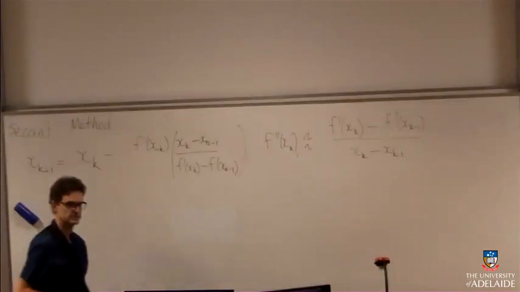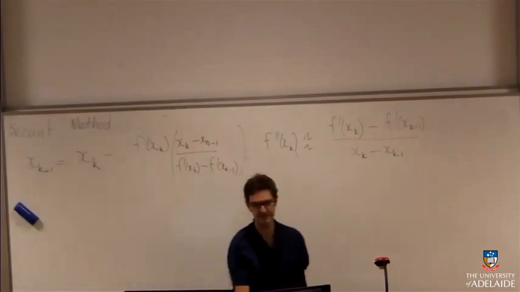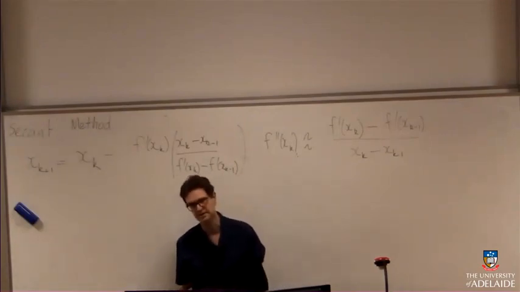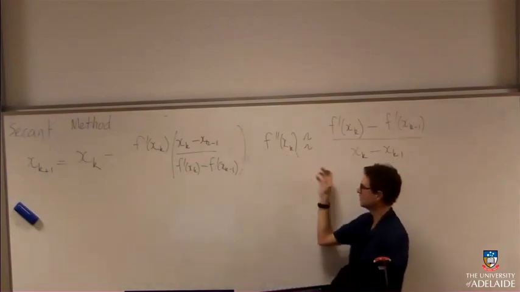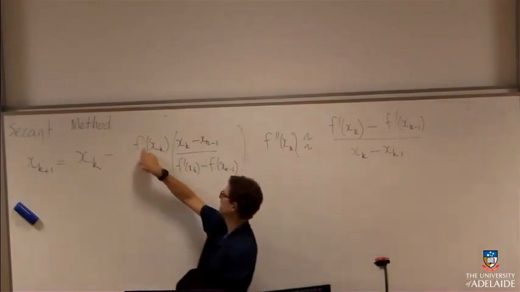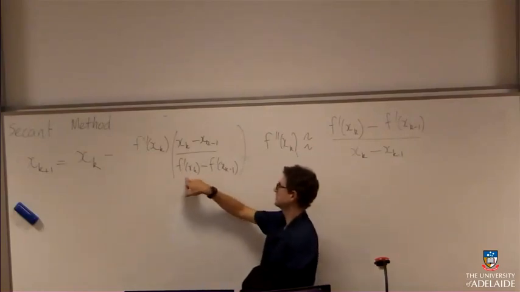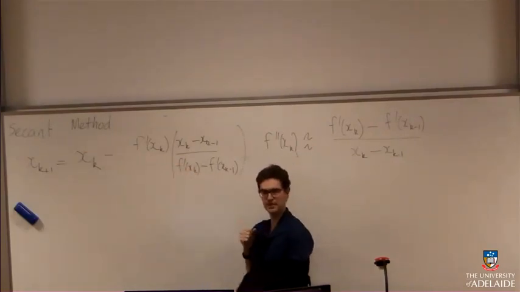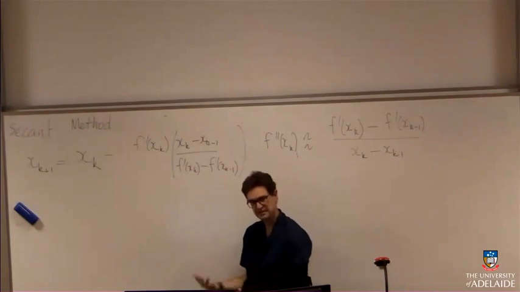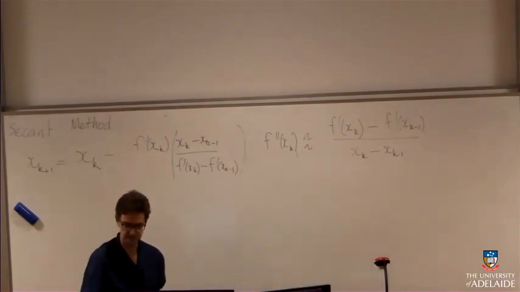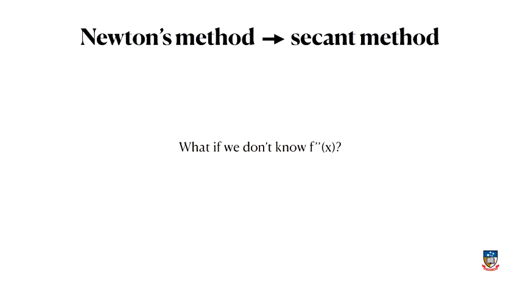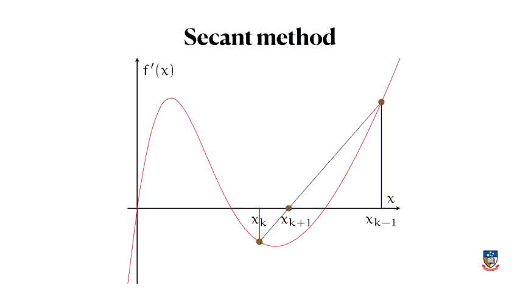That's all it is. Really, the secant method is just a fancy name for taking Newton's method and then approximating the second derivative. So all I need to know is the first derivative of my function. Then I can approximate the second derivative, and I can run something that looks a lot like Newton's method. So that's a solution. And what it looks like, pictorially, is this.